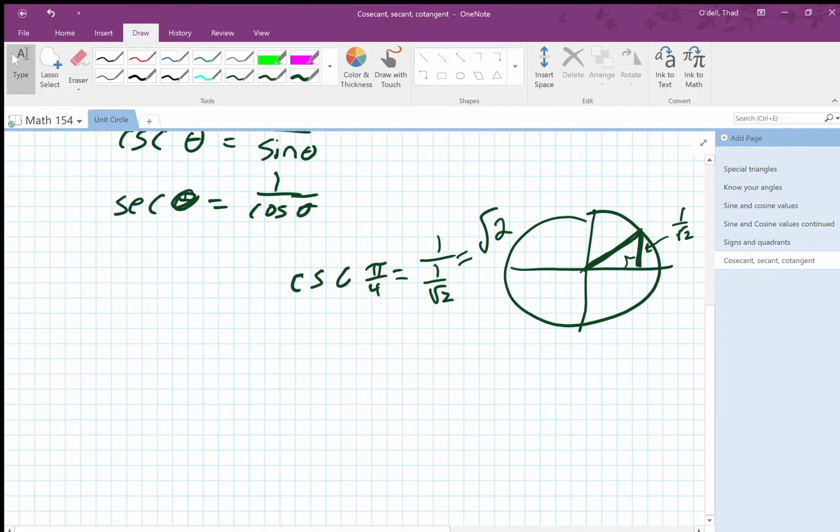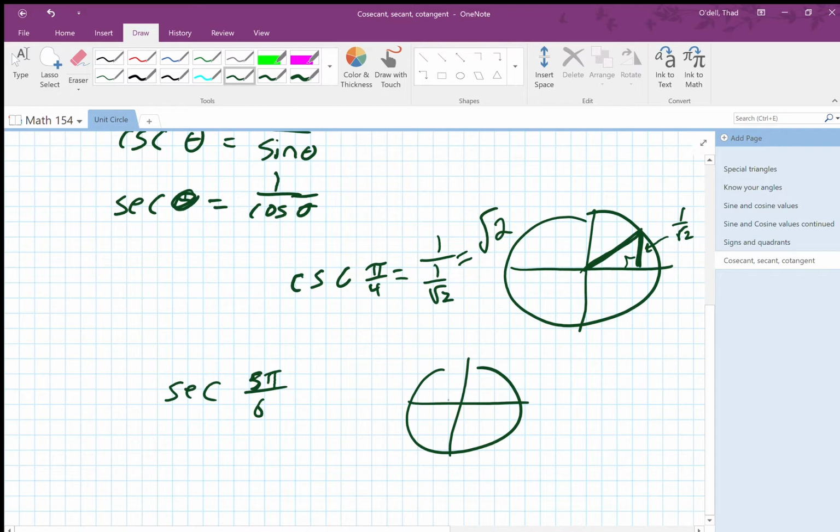Likewise, if we have a secant of 5 pi over 6, draw my unit circle. 5 pi over 6 is just 1 pi over 6 shy of pi. So it'd be right there with a reference angle of 30 degrees. So that's a 30, 60, 90 right triangle. Secant is 1 over cosine. So that means we want this value, negative rad 3 over 2. We want to flip that over, so that would be negative 2 over rad 3.